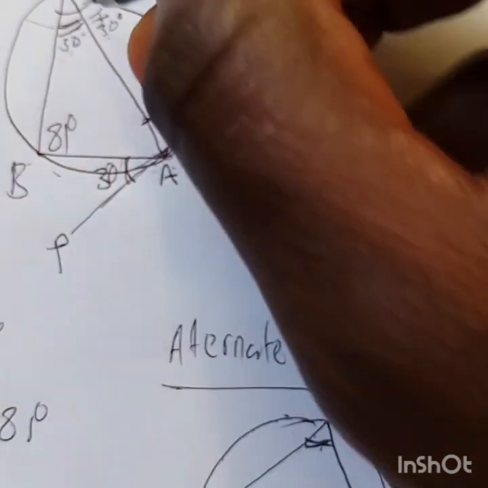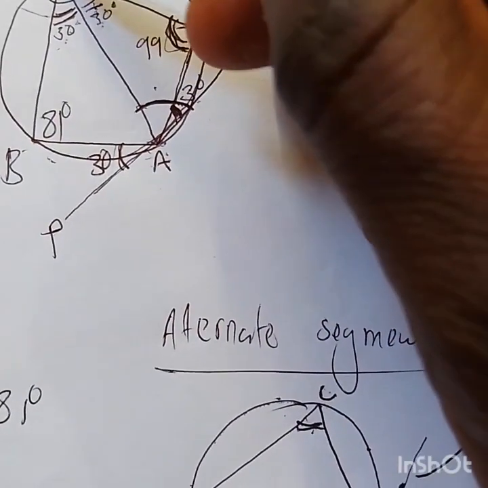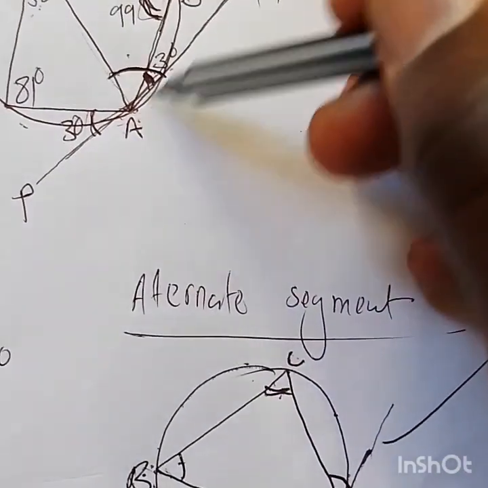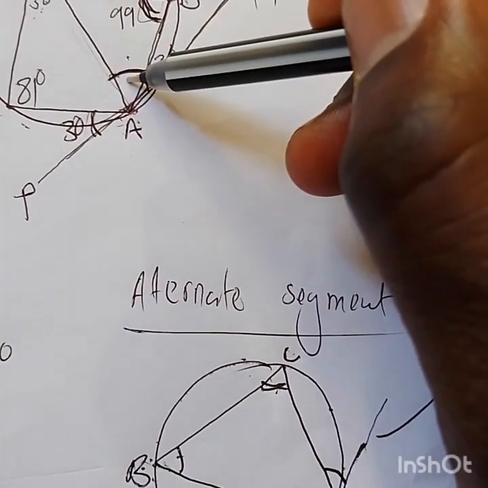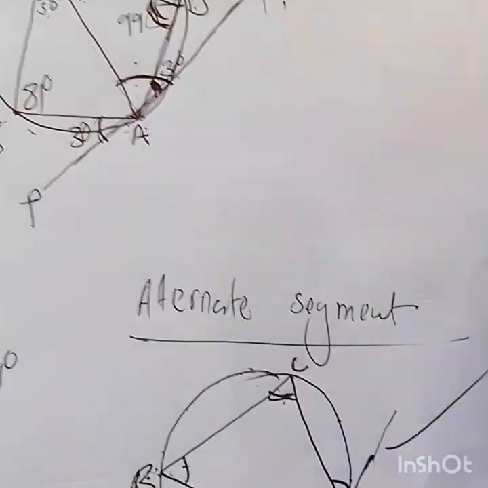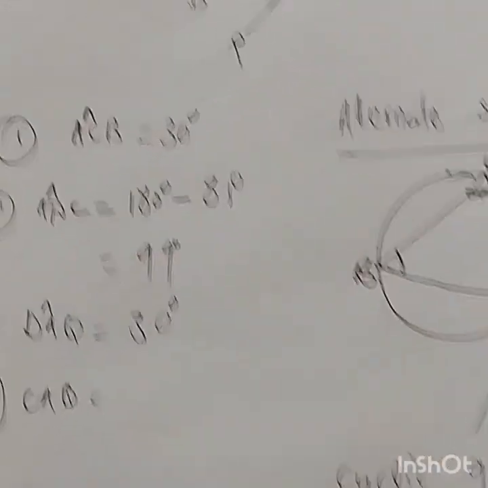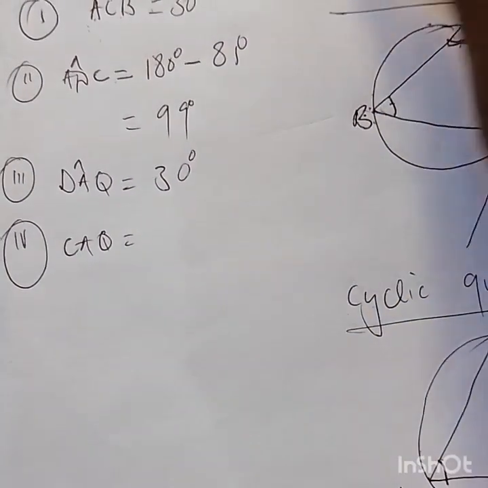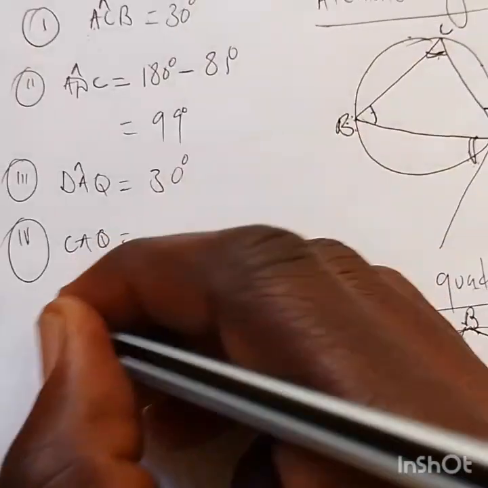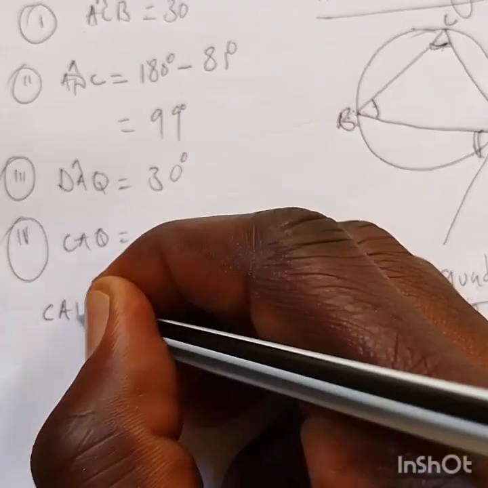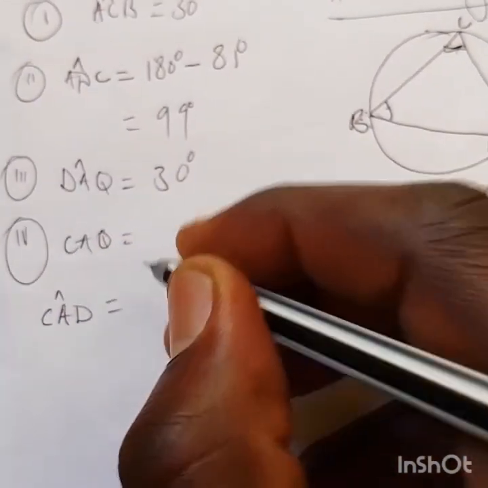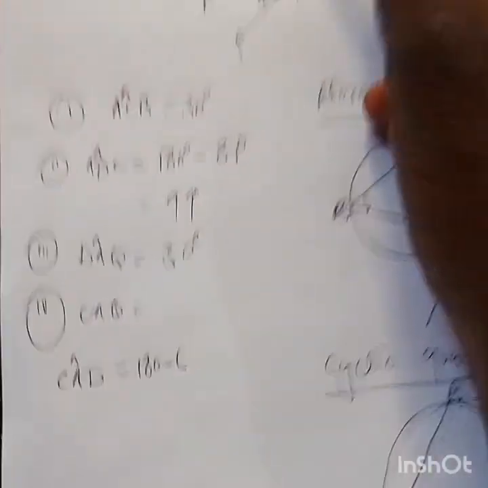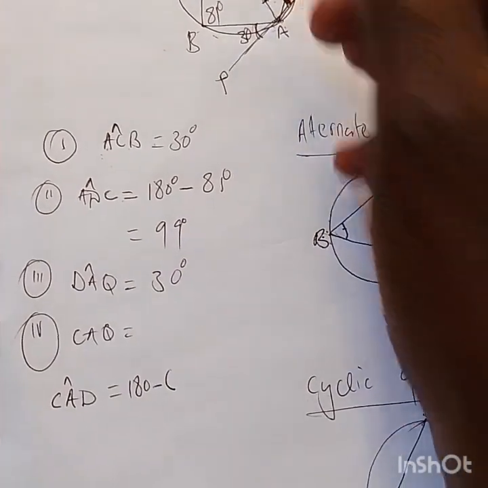If we extract triangle CAD, this is a triangle, and we know that the sum of angles in a triangle adds up to 180. So first of all, we start by finding CAD, which is equal to 180 minus the sum of 99 and 30.